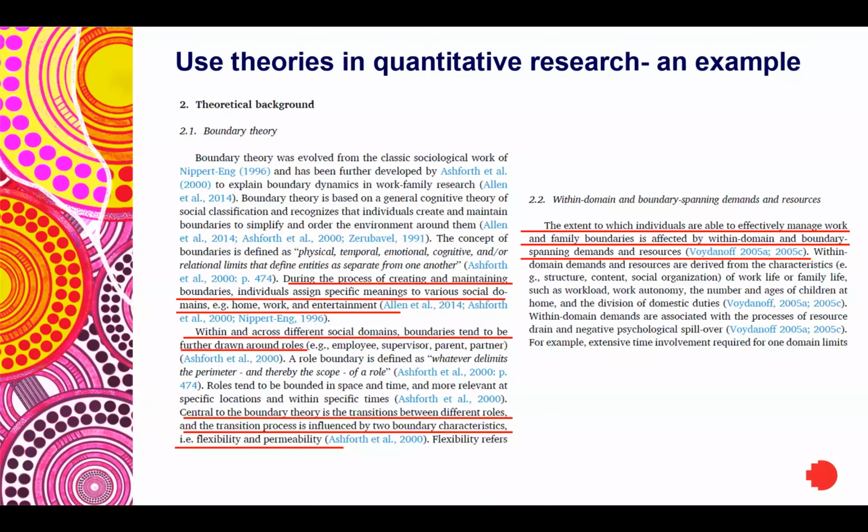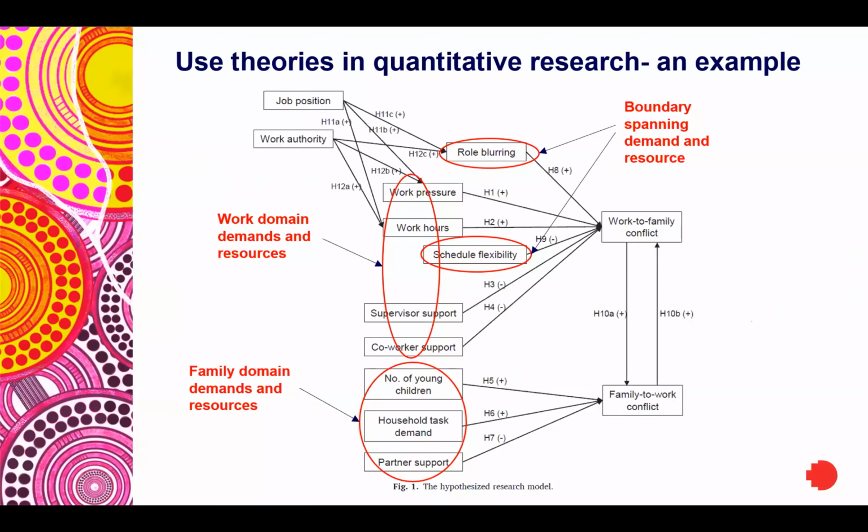We then used another theory, the theoretical work-family fit model, to discuss within-domain and boundary-spanning demands and resources, and explain how these demands and resources affect boundary management and boundary flexibility and permeability. So drawing on these two theories, we developed an integrative research model.